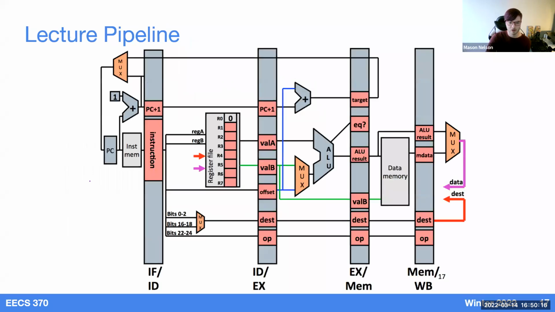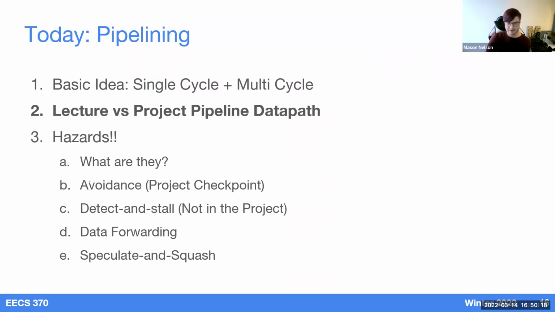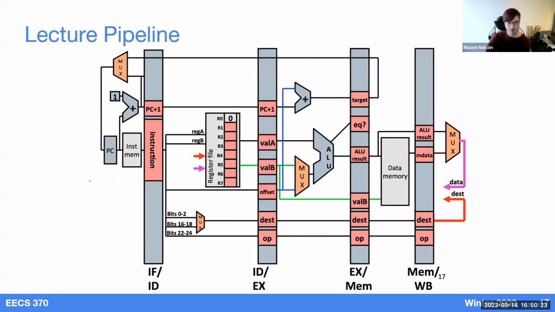All right. So now I'm actually going to talk about this extra pipeline register that we've added for the project. To recap, here's our lecture pipeline. And our lecture pipeline has this thing called internal forwarding, which is specifically for the register file. So here's a register file. And you can see these purple and red wires that go from the write back stage, and they're really kind of snaking behind the processor here, going back to the register file.